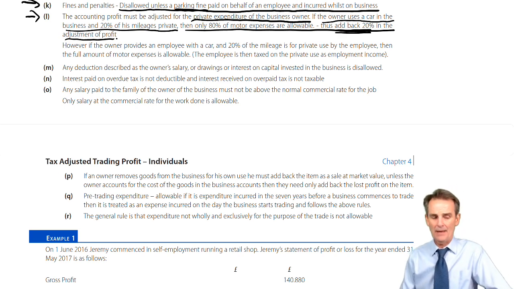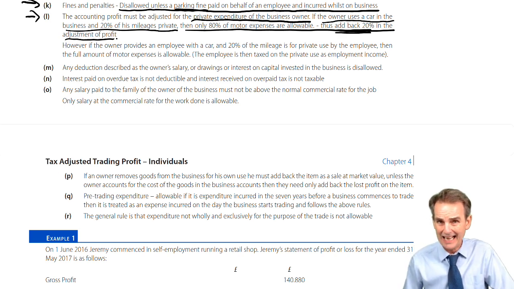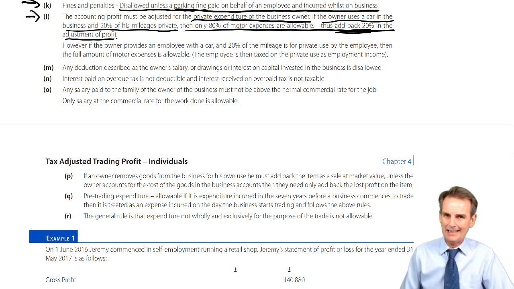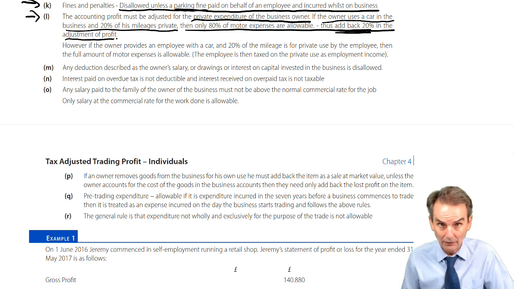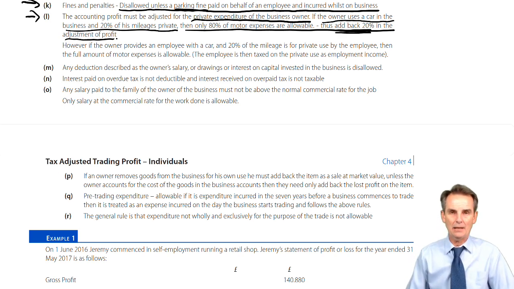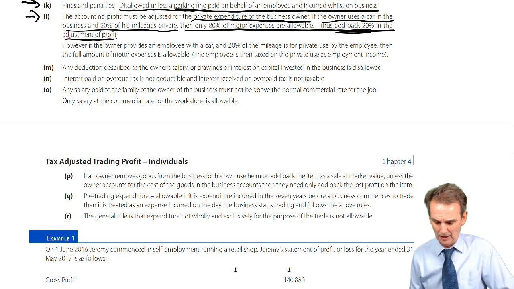Sadly, some students, and it's especially tragic on, say, an objective testing question, get it wrong by actually adding back the allowable bit, the business use element. That's what's allowable. It is the private use that is disallowed, and it is that which is going to be added back. Make sure you read the question carefully.